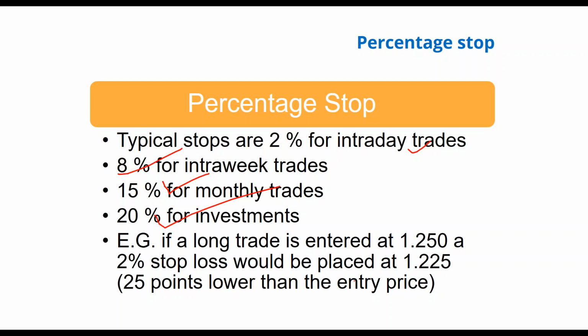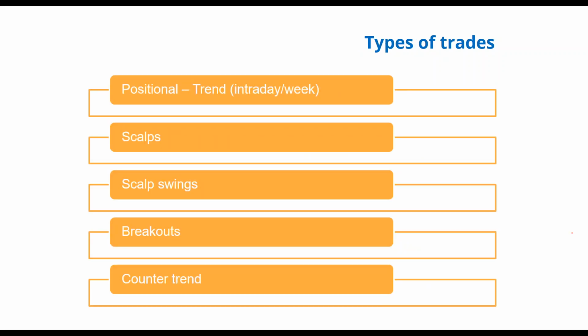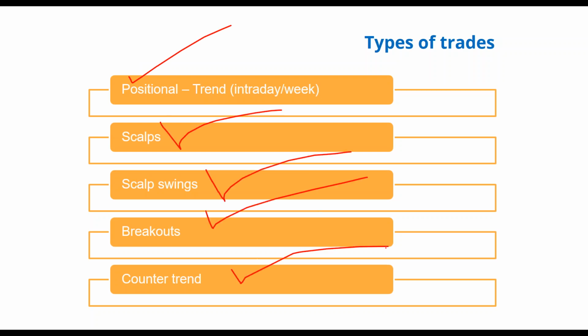But usually, guys, people who invest, they say, okay, my maximal drawdown is 20%. Some people will tell you 40% is the limit. So types of trades, I will just go with this and then I will go to and show you imbalance hedging, how it works. So before you make a trade and place your stop loss, you need to know whether your trade is positional, is it a scalp, is it a scalp swing, is it a breakout, is it a counter trend.